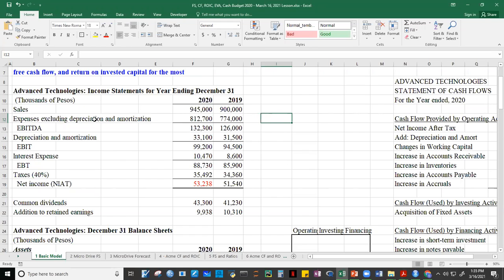Okay, so let me answer that, guys. Sige, let me check chat para hindi magulo. Okay, that could be part reason, Hans, pero ang pinaka reason, no? So, explain ko muna ito. So, expenses, these are the total expenses, but it did not include depreciation and amortization. So, when we subtract this, 945 minus 812, which is 132,300, it's called your EBITDA.